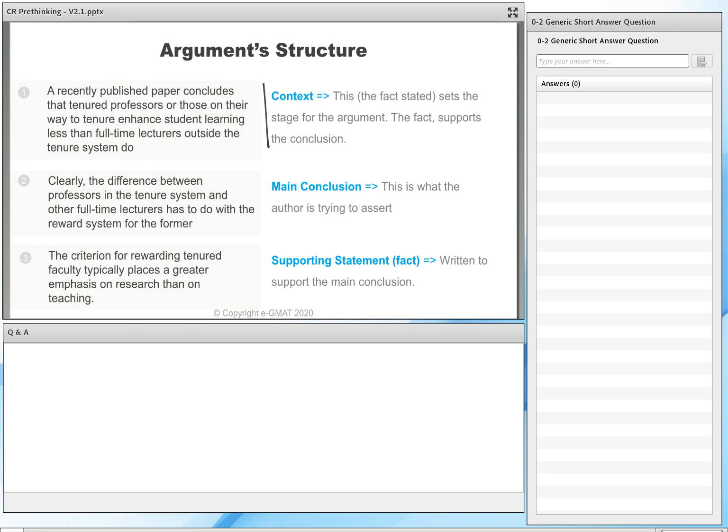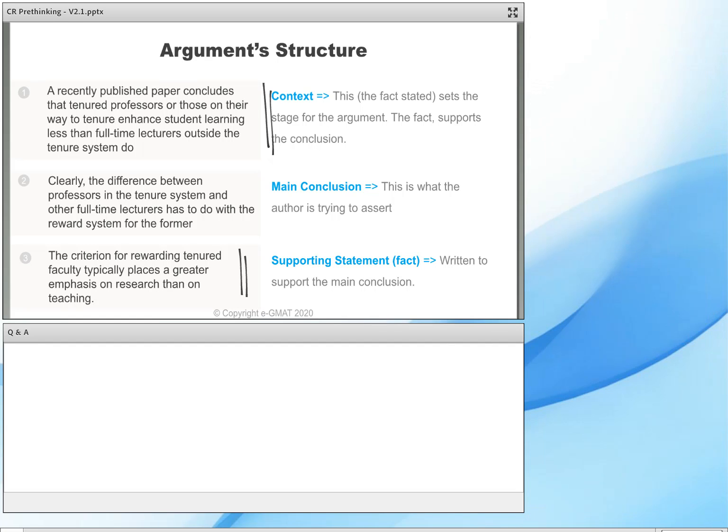Statement number 1 provides context, or the situation that the author is trying to explain. Because the conclusion is built around statement 1, you could say statement 1 in some ways supports the conclusion. Similarly, statement 3 also supports the main conclusion. Why? Because with statement 3, my conclusion becomes more believable. Without statement 3, my belief in the conclusion reduces.